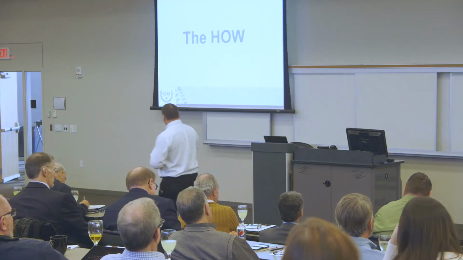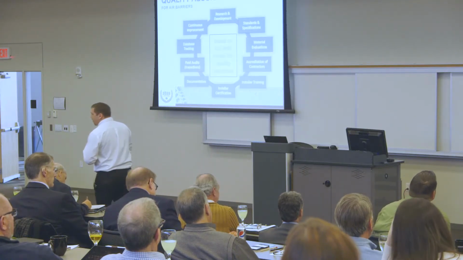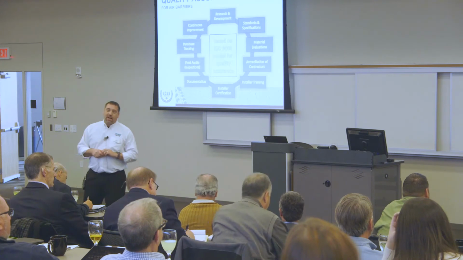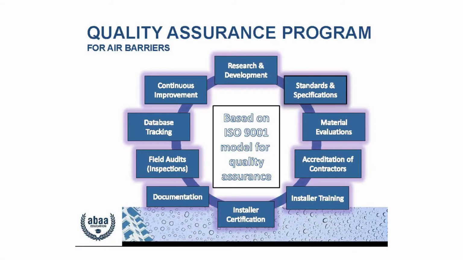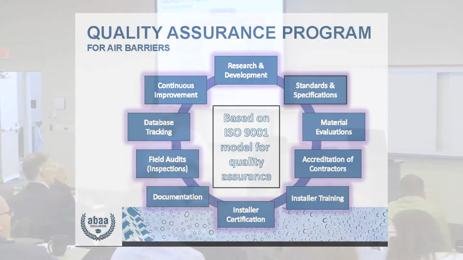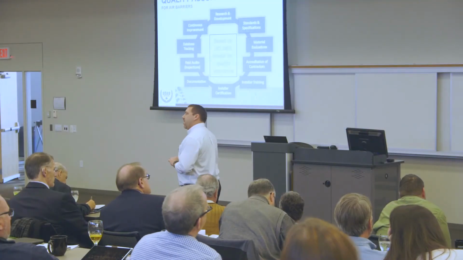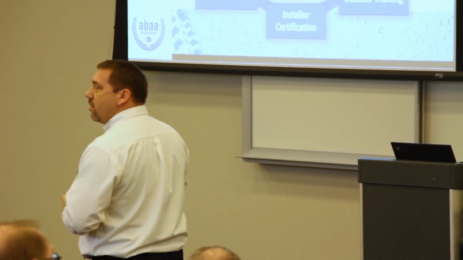Hope is crappy planning. Having a process will help you hit what you need to hit. The how, let's talk about it. If you want to do a quality assurance program, you better have some backup with it, right? The research and development, we've talked on that a couple times. We have over 30 items in the hopper at ABAA right now that we want to do research on.